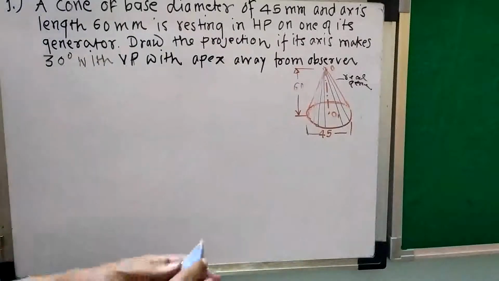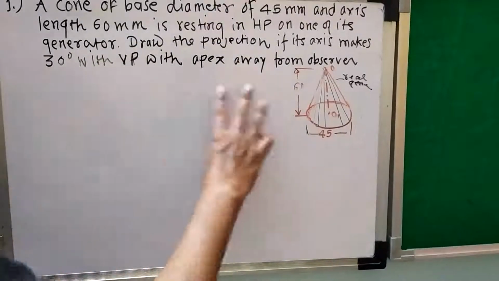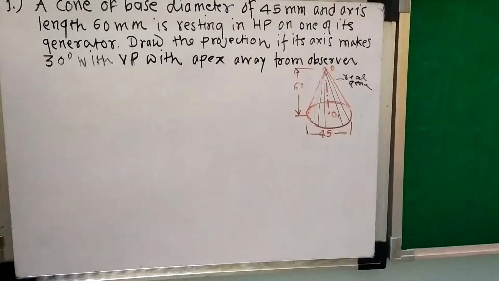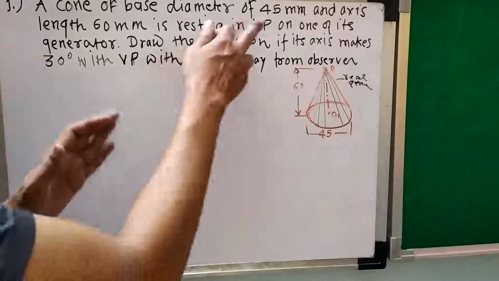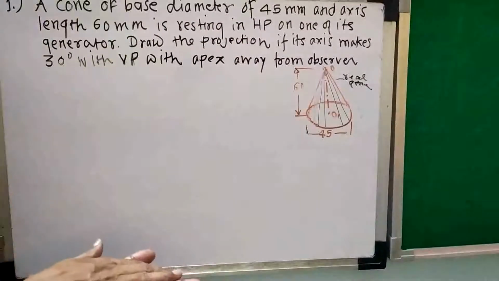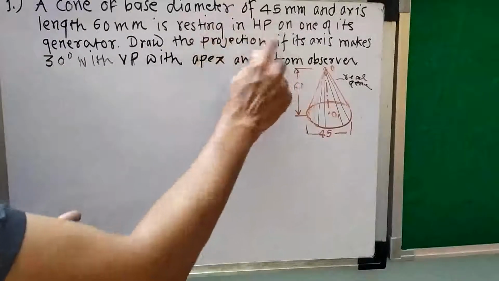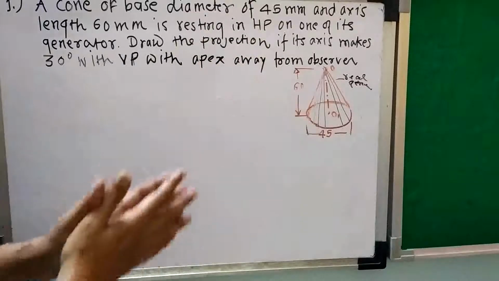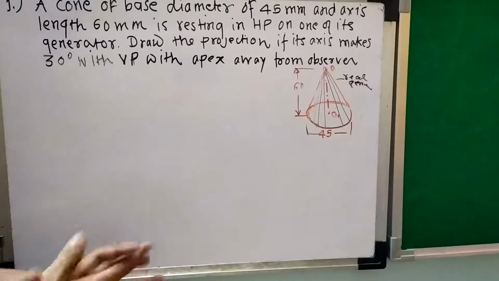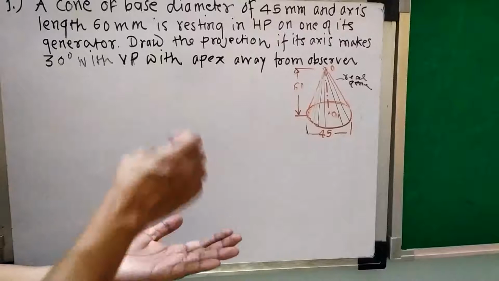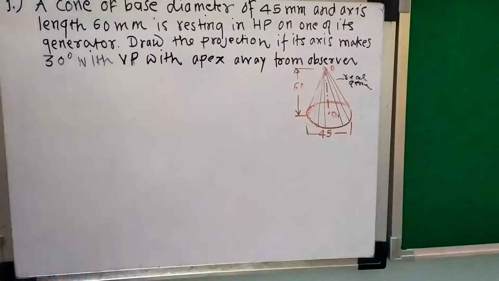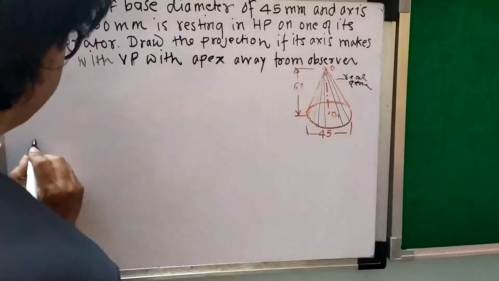So initially you have to solve this problem in 3 stages. I have already told you that it is resting on HP. So first keep it on the HP, then lie it down on one of its generators, because one of the generators is on the HP, and then make the axis inclination. So first you have to keep this cone on the HP. When you keep this cone on the HP, what will you observe? You will observe a base circle.